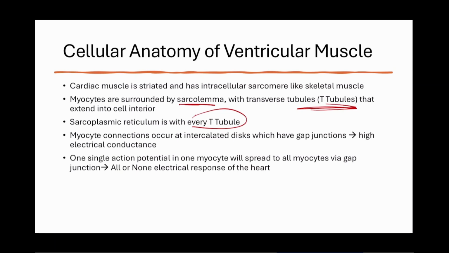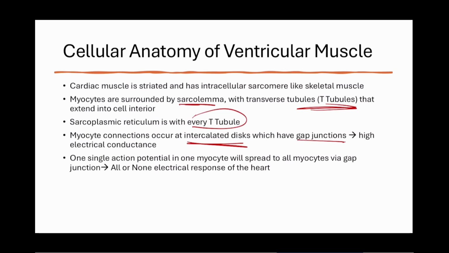Myocyte connections occur at these intercalated discs, which have the gap junctions. Gap junctions, electrical conductivity, so connection between the heart cells is all going to be electrical. And one single action potential in any one cell of the heart can cause the entire heart to beat. Just one cell. Because of all these gap junctions, the electrical impulse spreads fast. All it takes is one.